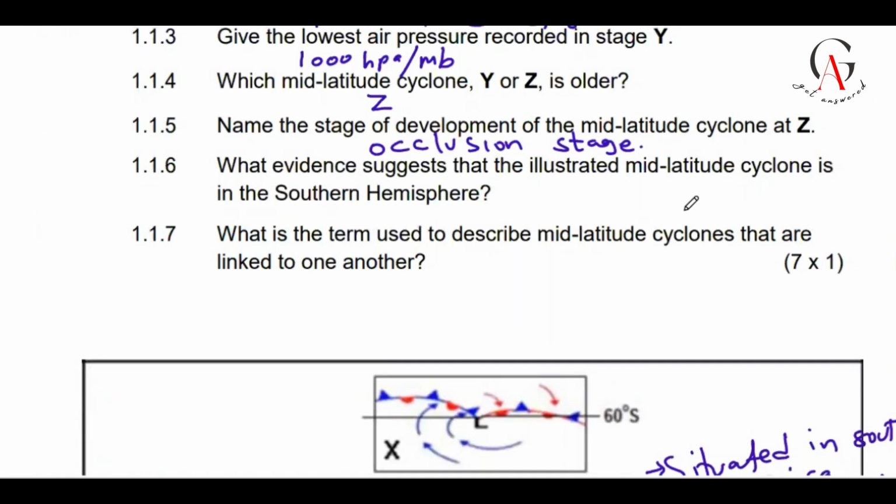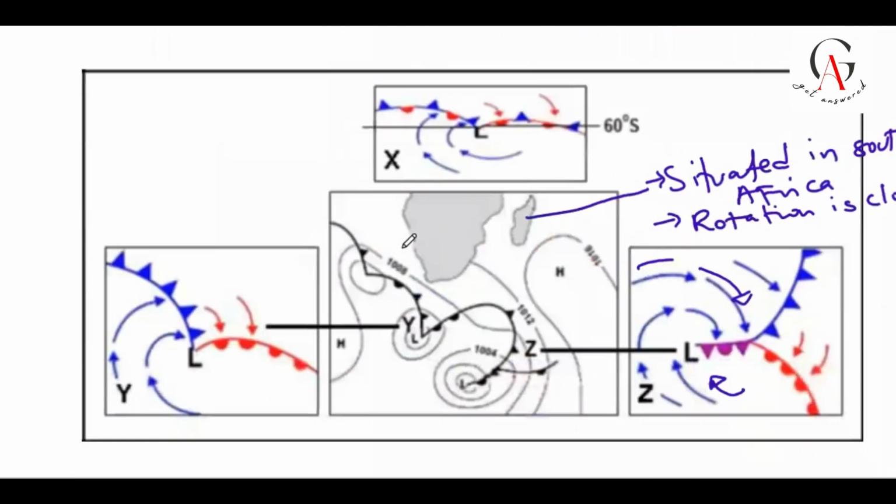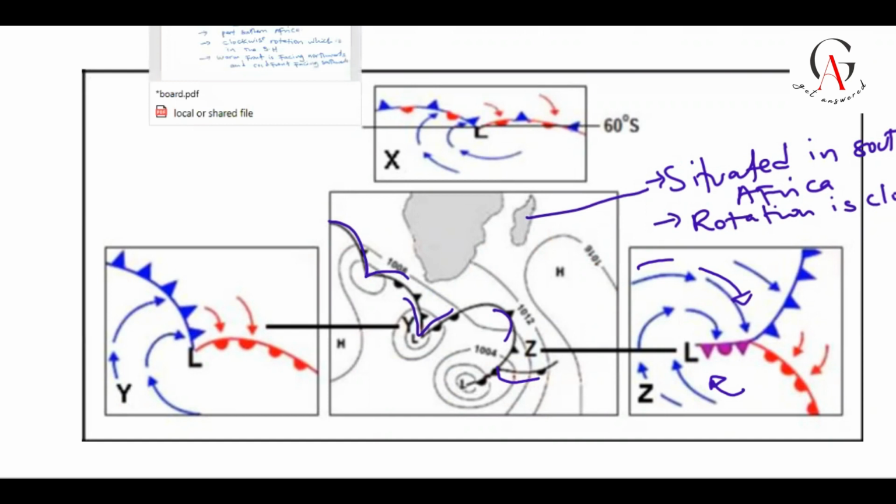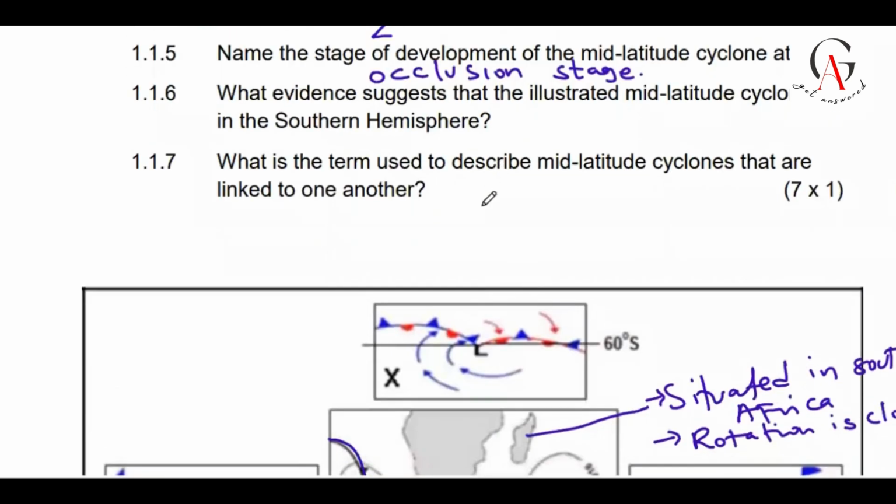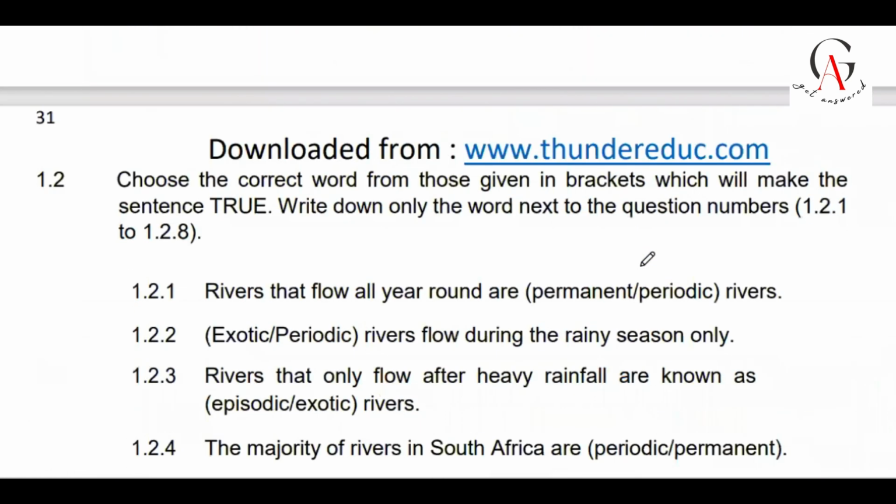Okay, let us proceed to question 1.1.7. What is the term used to describe mid-latitude cyclones that are linked to one another? Linked, as you can see here, two links that connect. There's a cold front, there's a warm front. The cold front, there's a warm front. The cold front, there's a warm front. So we are seeing a series of different mid-latitude cyclones that are linked to one another, and this is commonly referred to as a mid-latitude family.